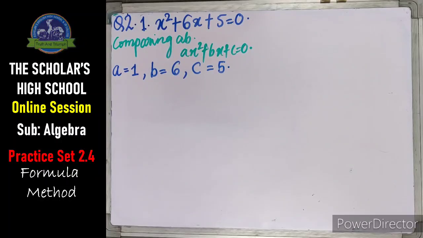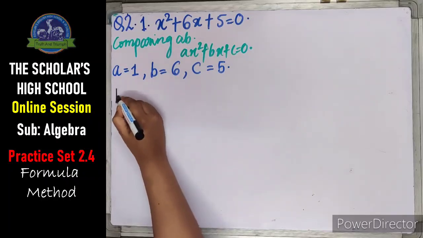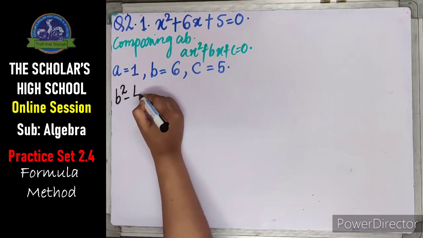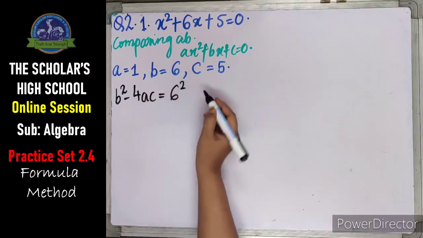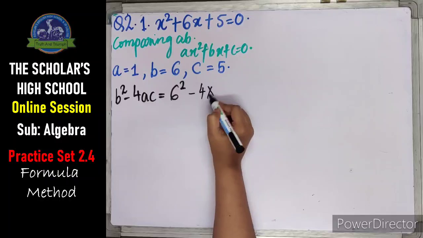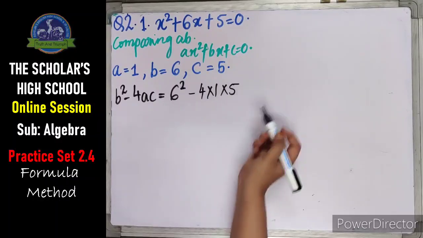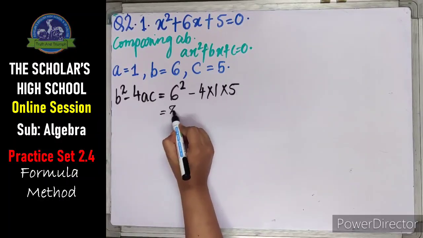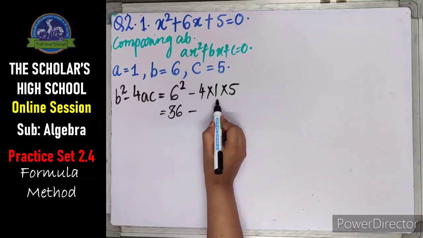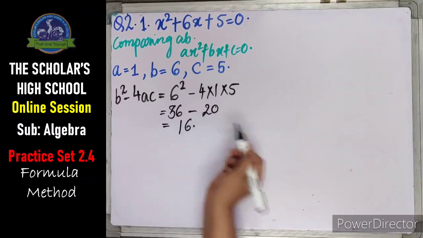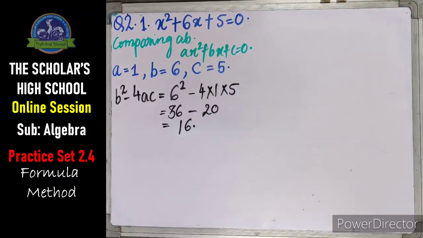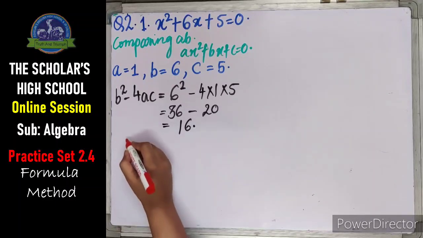After getting the values, we are going to put the values in the formula, but before that we are going to find the value of b square minus 4ac. So it is 6 square minus 4 multiplied by 1 multiplied by 5. The square of 6 is 36. 4 ones are 4, 4 fives are 20. 36 minus 20 is 16. So we have found the value of b square minus 4ac.